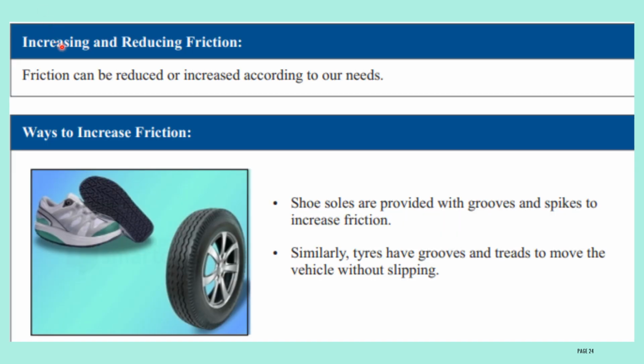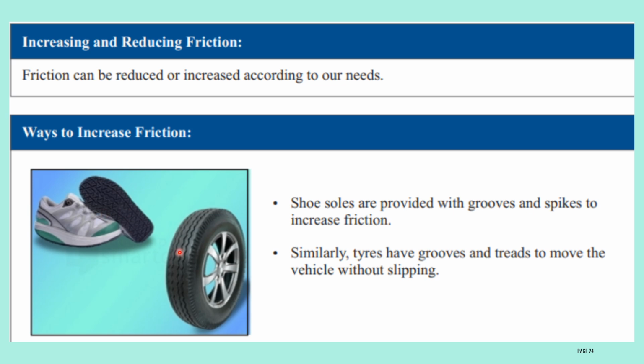Let us discuss the next one, increasing and reducing friction. Friction can be reduced or increased according to our needs. First, ways to increase friction. Let us consider an example. Shoe soles are provided with grooves and spikes to increase friction. Similarly, tires have grooves and treads to move the vehicle without slipping. You can observe that shoe soles contain many grooves and spikes, or some type of irregularities. On the tire also you can see a pattern of irregularities. It will follow a pattern.